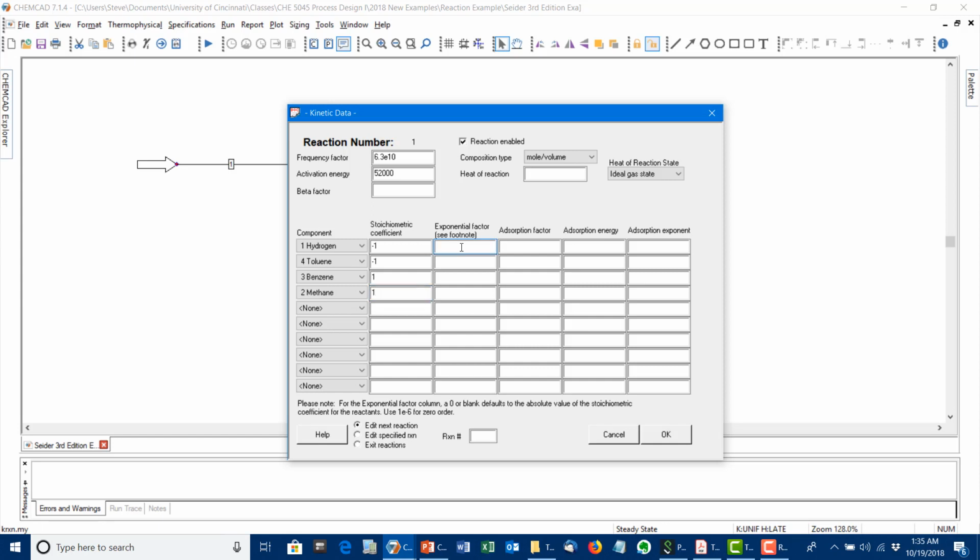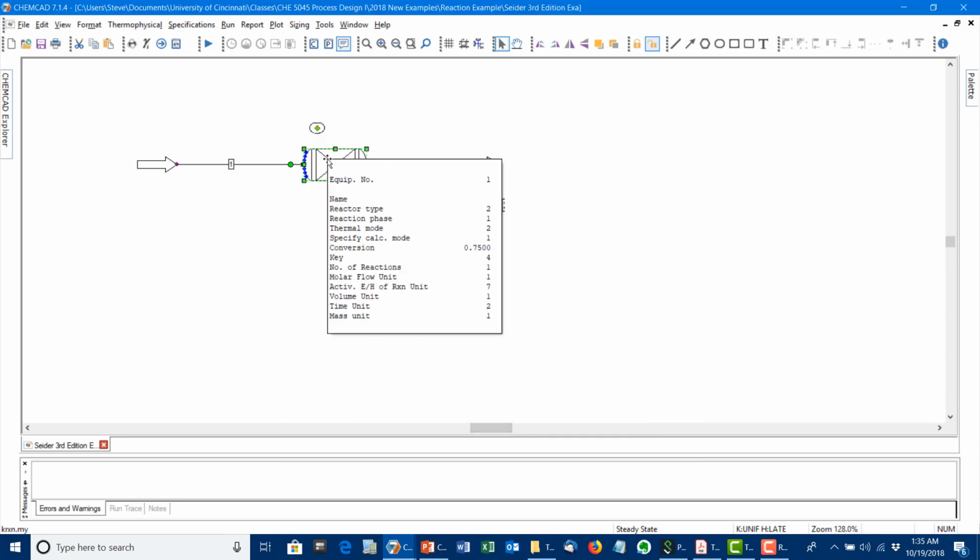So for hydrogen, remember that my reaction was half order with respect to hydrogen. It was first order with respect to toluene, and zero order with respect to benzene and methane. So for the zero order, I'm going to enter 10 to the minus 6 for the order to avoid issues with how CHEMCAD deals with blanks. And now I've entered all that data.